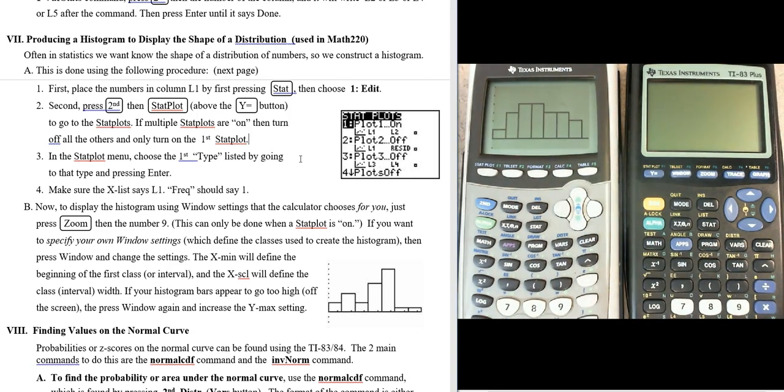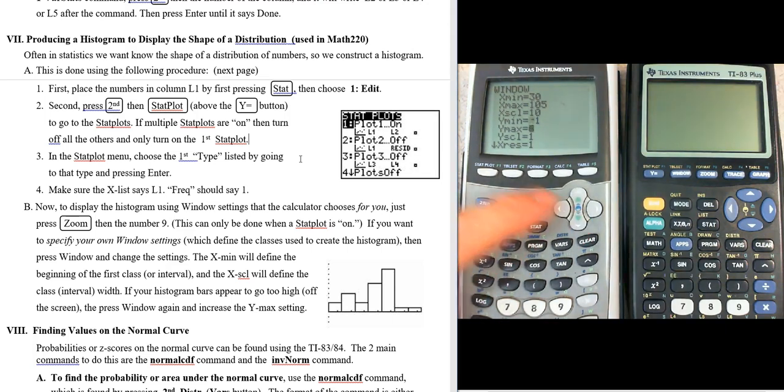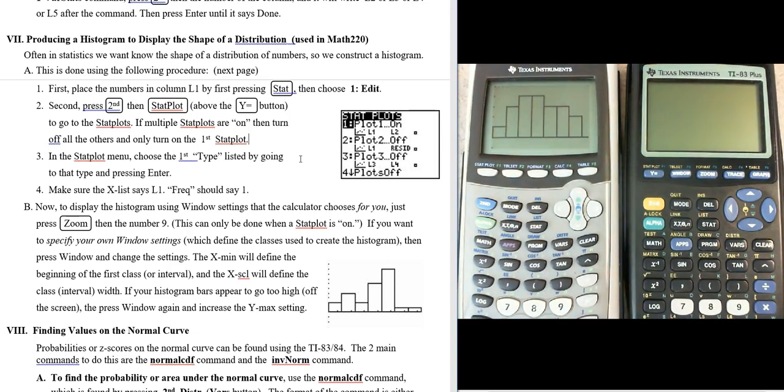Now the Y max, well, this is 1, 2, 3, 4, 5. It seems like the highest value is 4 here. So we didn't need to go all the way up to 6. I think in the window I had said a Y max of 6. If you want, we can change that to 5 or even 4. But so that's what the histogram looks like.